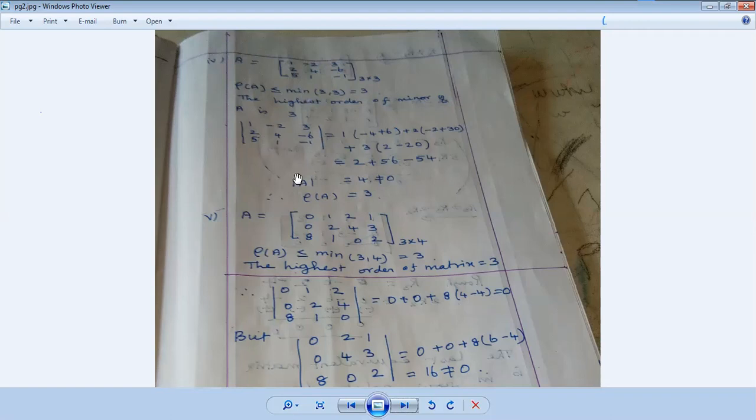So find the determinant value. When you expand and simplify, the determinant value is 4, which is not equal to 0. Therefore, rank of A is equal to 3. Determinant value is not equal to 0, rank of A equal to 3.